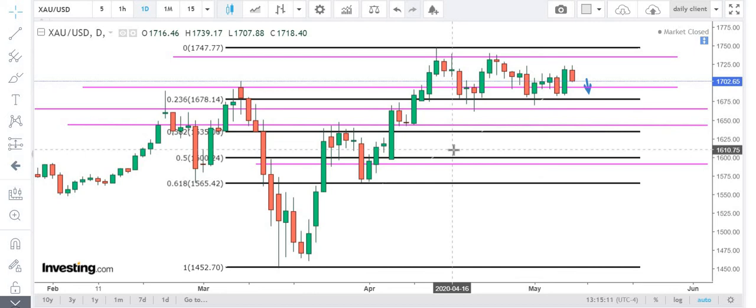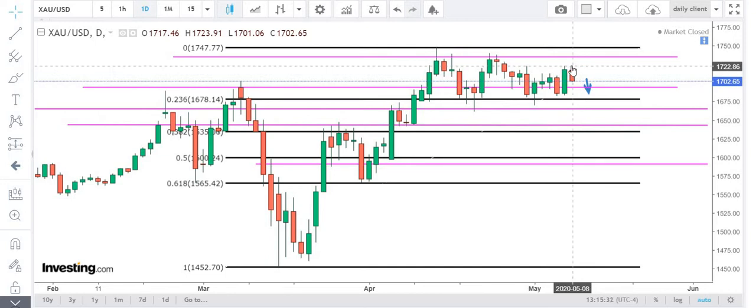In this video, we are going to see how we are going to plan our trades for the week that is starting on 11th of May to 15th of May. We have got a daily chart over here. Previous week was quite interesting. As you can see on the daily chart, prices got a rejection over here at 1720 levels on Friday and made a steep downward move.